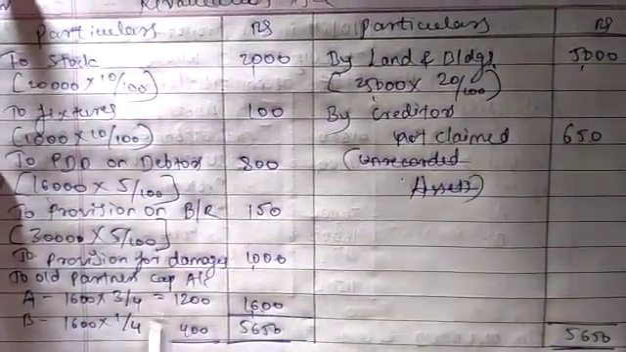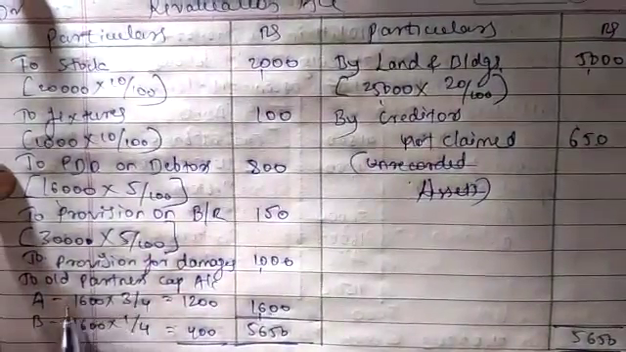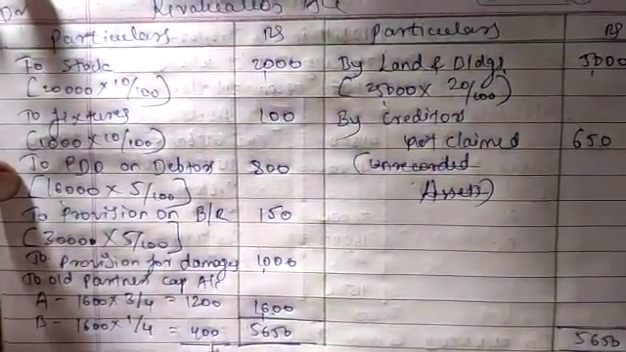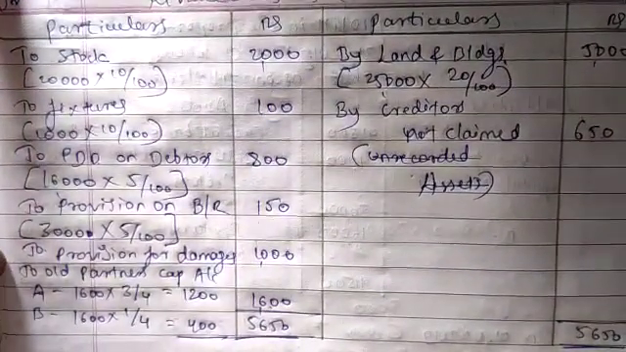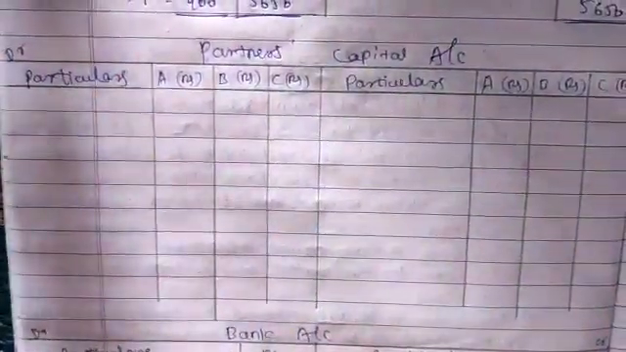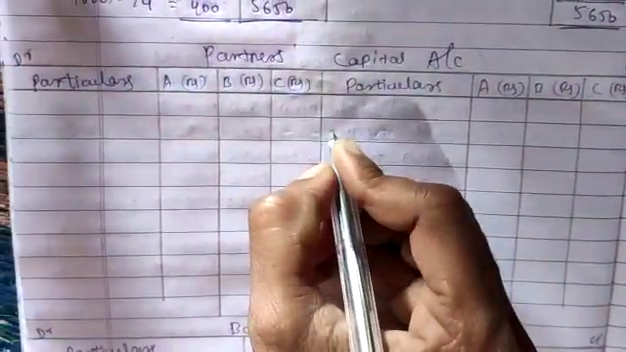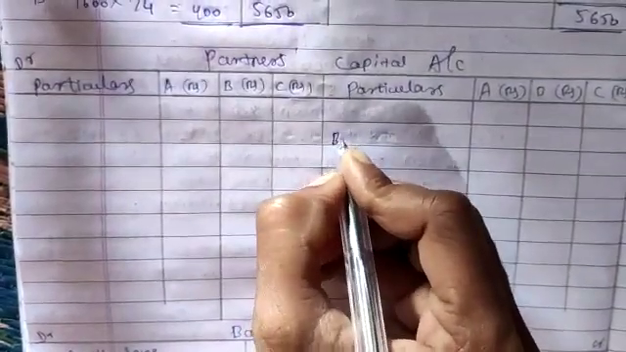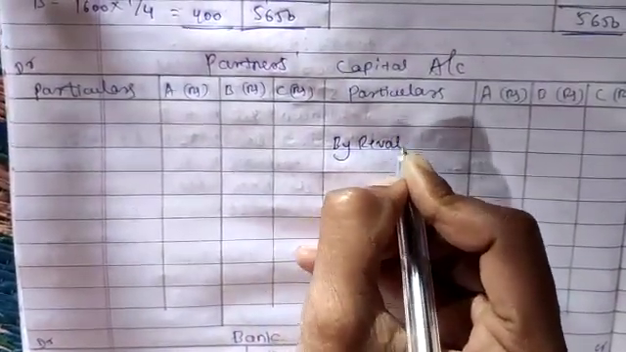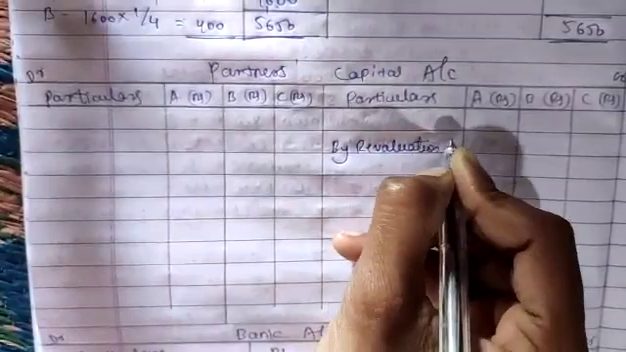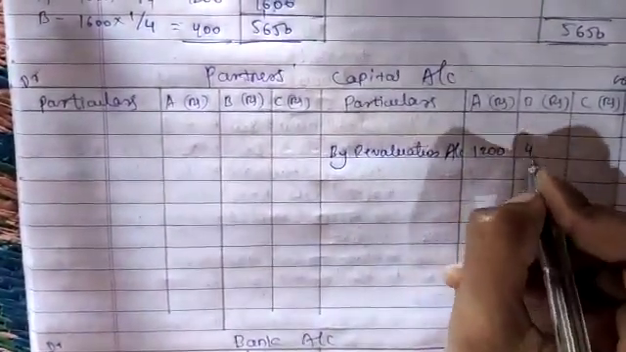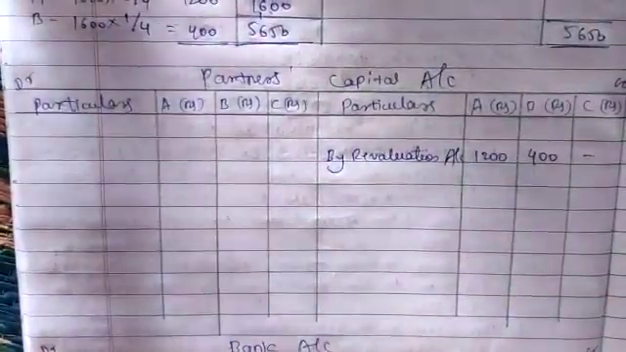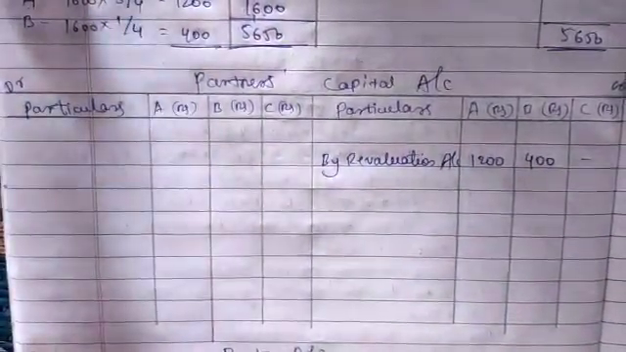That profit should be distributed among the old partners. A it is 1,200. B got 400 profit on the revaluation of the assets and liabilities. And that revaluation profit should be transferred to the old partners' capital accounts by the revaluation account: 1,200 for A and 400 for B, and the new partner is not getting any old profit here.